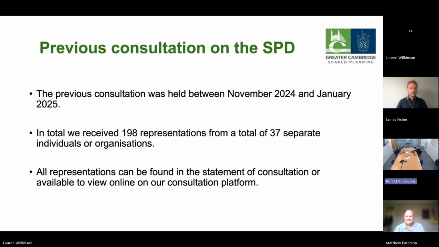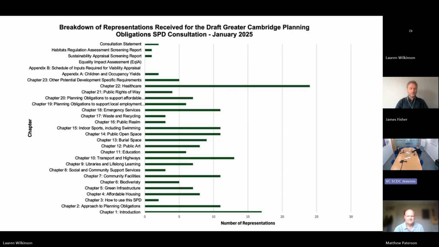Yeah, so the SPD was previously out for consultation between November 2024 and January 2025. In total, we received 198 representations from a total of 37 separate individuals and organisations, all of different levels of detail, and all representations can be found in the statement of consultation or available to view on our consultation platform. Next slide.